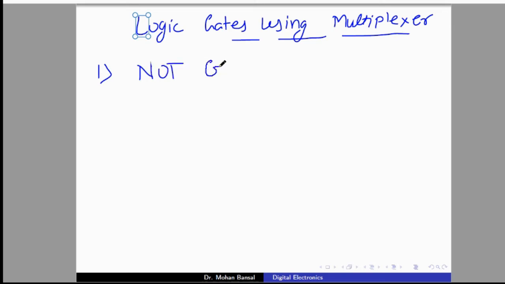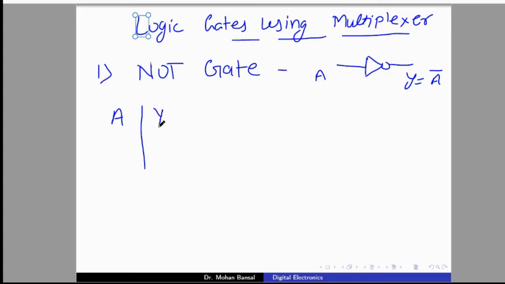Very basic gate, that is the NOT gate, which consists of only one input. If input is A, output is Y equal to A complement. So this is the NOT gate that everyone knows. In this gate, first we'll write a truth table. For any logic gate designing using multiplexer, first write the truth table of the logic gate. So input is A, output is Y, and if input is 0, output of NOT gate is 1. If input is 1, output of NOT gate is 0.